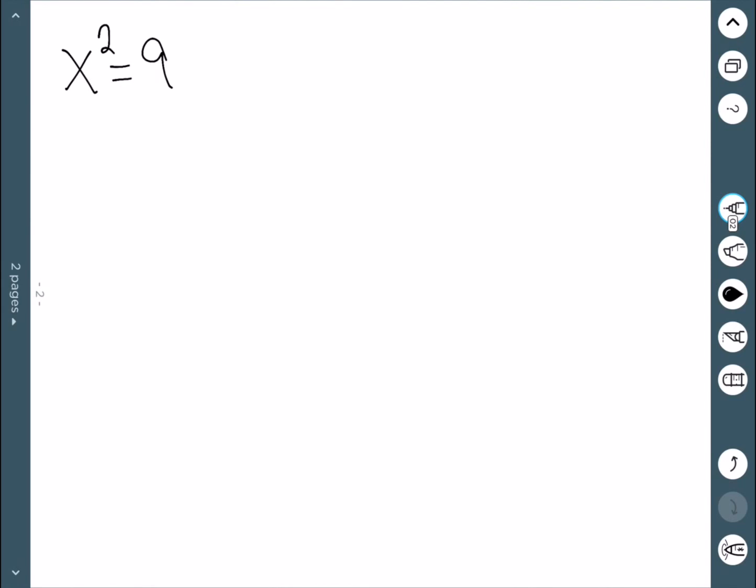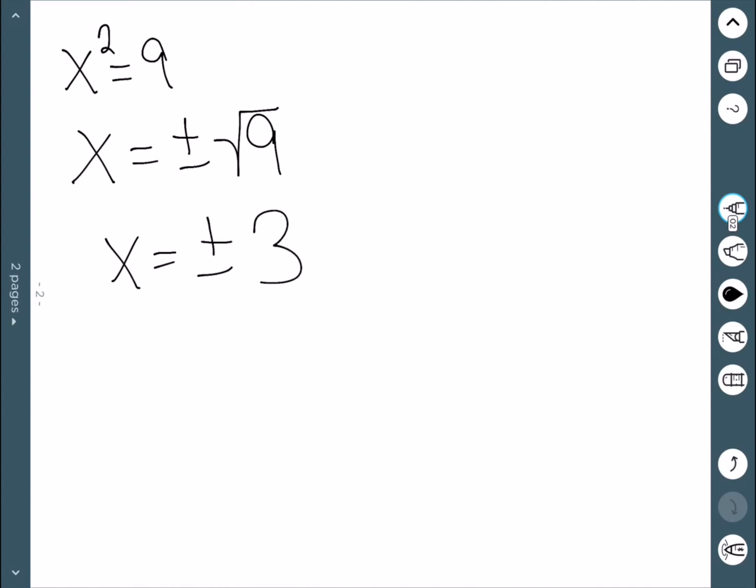Let's think of solving this equation. If we use the square root property, we would just get that x is equal to plus or minus the square root of 9. So we get that x is either +3 or -3. And we can now do this with negative numbers and negative roots.